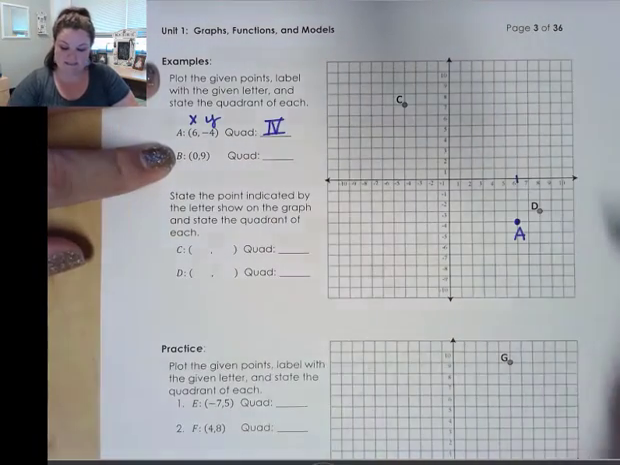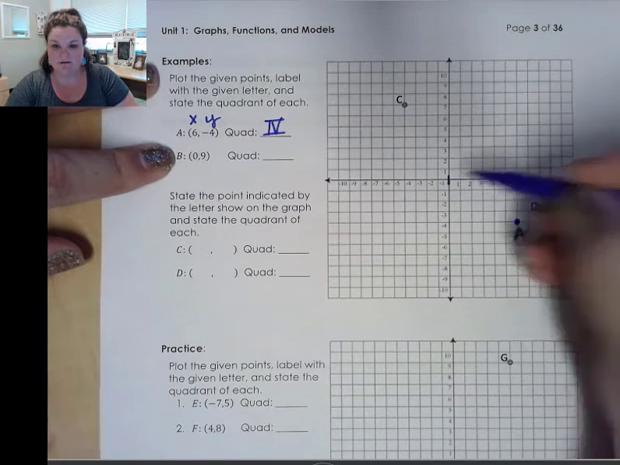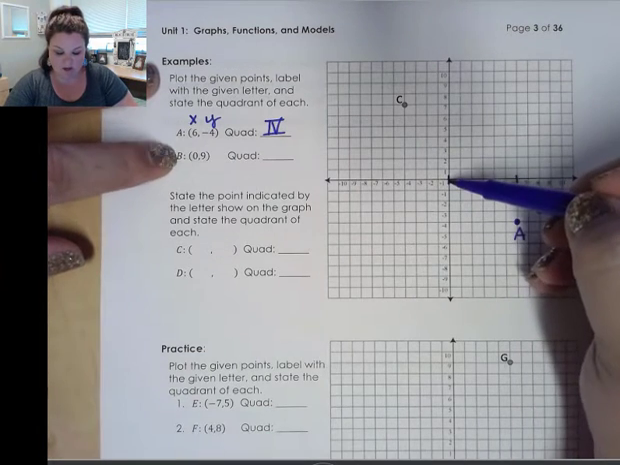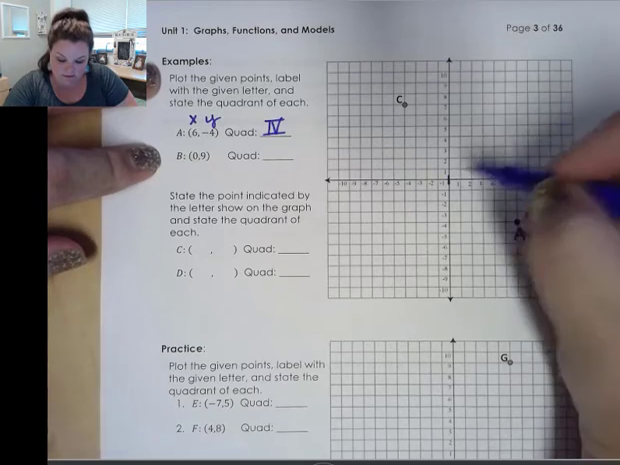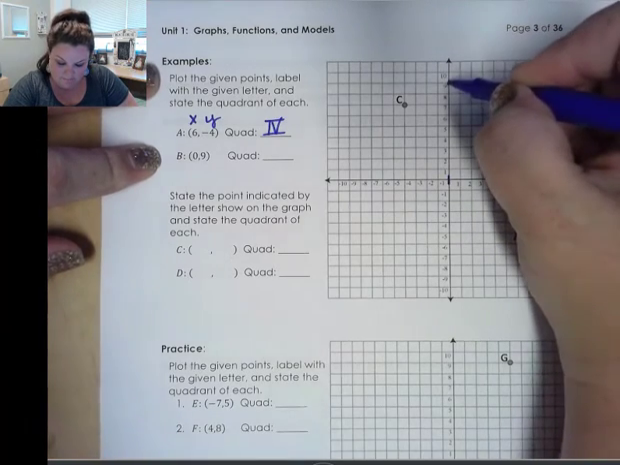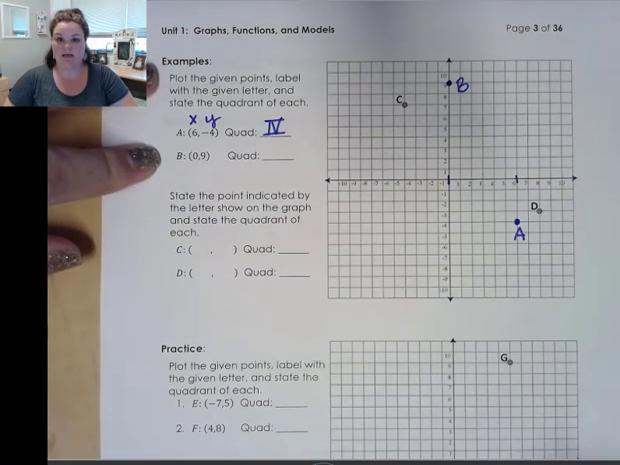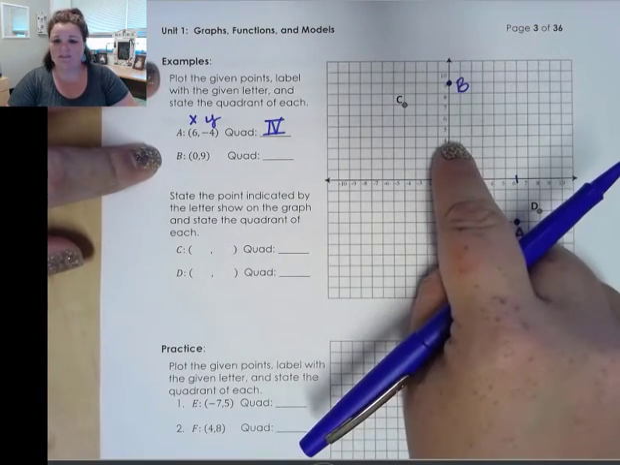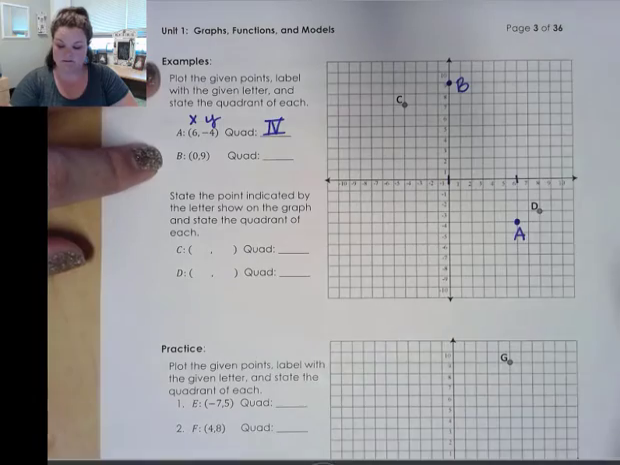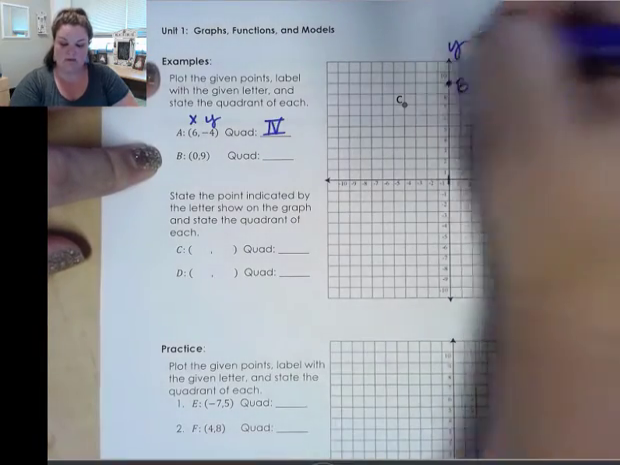So here my x is 0. So that would be right here, right at the origin. And then we're going to go up to where y is 9. So we go up to where y is 9. Then this is our B point, okay? And that actually happens to fall right on the y-axis, right? This is my x-axis, this is my y-axis.